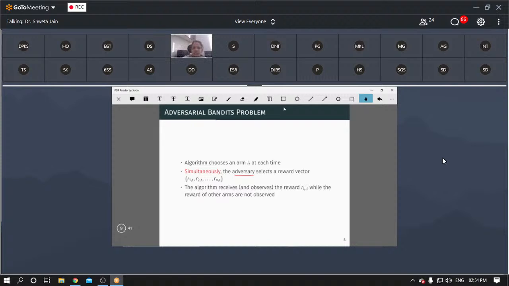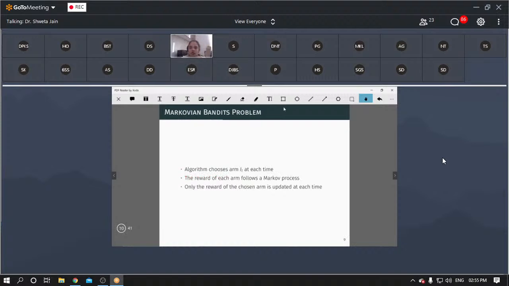The only thing that is good here is that these rewards are not selected after you select the arm, otherwise this problem would not make any sense, but they are selected simultaneously. That means you are choosing the arm and the adversary is selecting the reward simultaneously. So the adversary doesn't know which arm you are going to select at time t. He is selecting the rewards beforehand, at the beginning of t. Then you receive a reward for the chosen arm, and rewards of other arms are not received. So this is the adversarial bandit framework. We'll see this in detail tomorrow.